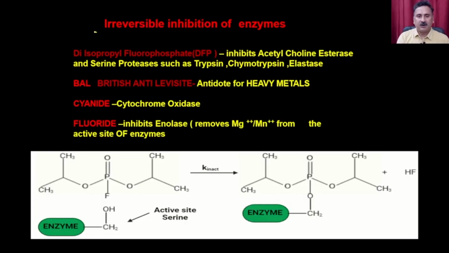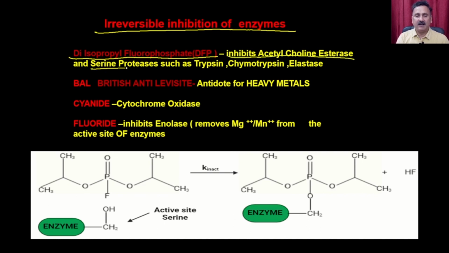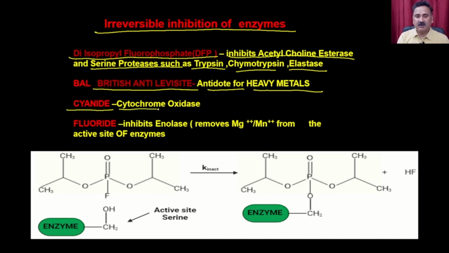There are some examples of irreversible inhibition of enzymes. For example, diisopropyl fluorophosphate DFP, which inhibits acetylcholine esterase and serine proteases such as trypsin, chymotrypsin, and elastase. Then we have British anti-lewisite, which is an antidote for heavy metal toxicity. Then we have cyanide. You remember the classical case of cyanide: nobody knows the taste of cyanide because it is a very toxic poison, right?